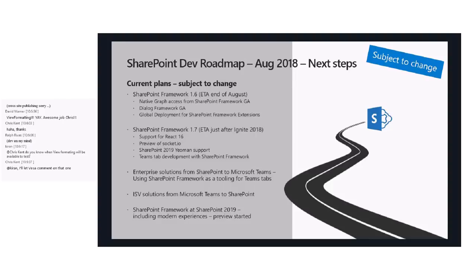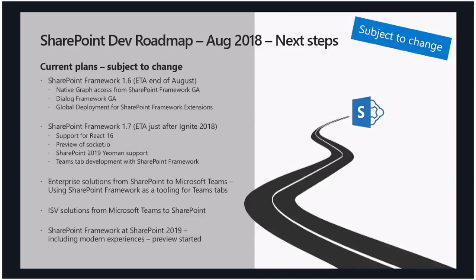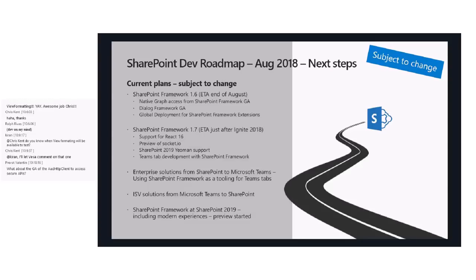1.7 is scheduled to go live slightly after Ignite, given the Ignite freeze periods and everything else for SharePoint Online. It's going to go live like a week or two after Ignite. But at Ignite, we're going to announce what's precisely included in 1.7. There are some new capabilities which are not even mentioned in here, but you'll get a clue on what's included in those releases.